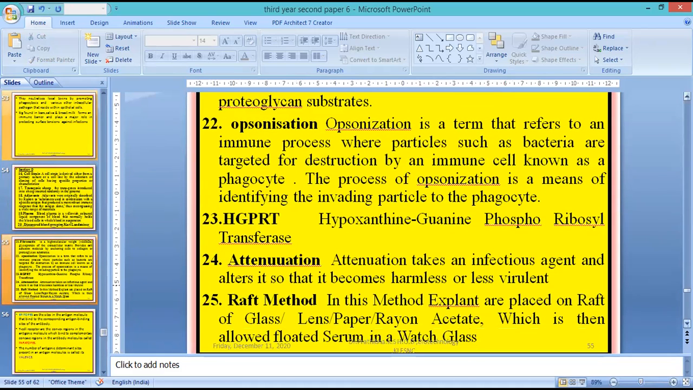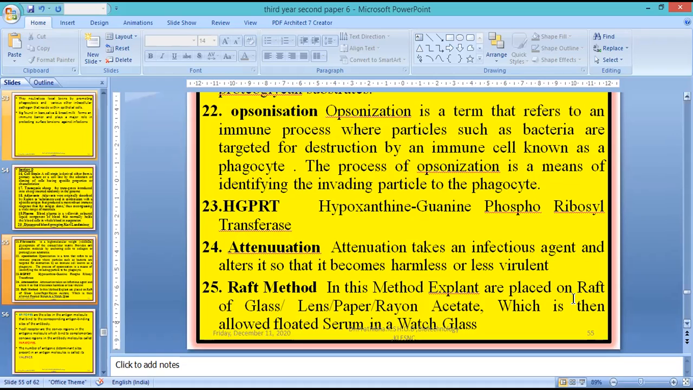Okay, the next one is the 24th question, that is attenuation. Attenuation takes an infectious agent and alters it so that it becomes harmless or less virulent. Okay, 25th question, raft method. In this method, explants are placed on rafts of glass or lens paper or rayon acetate, which is then allowed to float in serum in a watch glass.